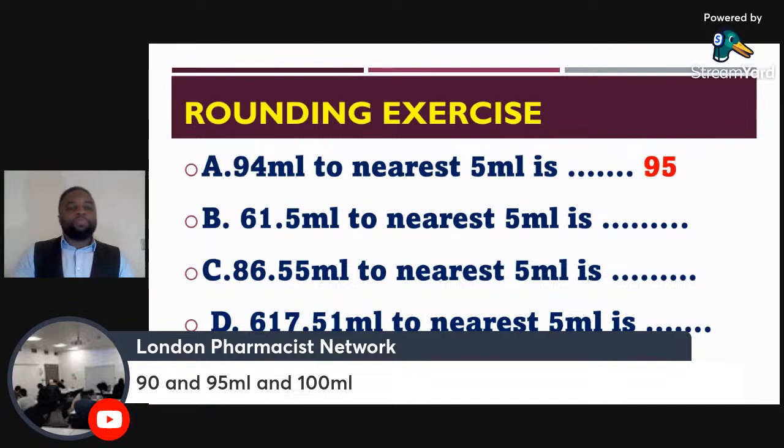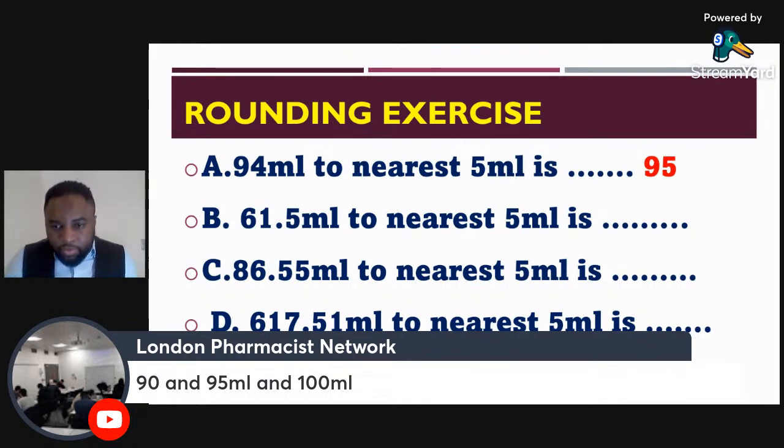If your number is on the halfway point or more than the halfway point, you round up. But if your number is less than the halfway point, you go down. Does that make sense? That's why it's called round up or round down. It depends on where your number is. If your number is on the halfway point or more, we go up. If it is less than the halfway point, we go down.